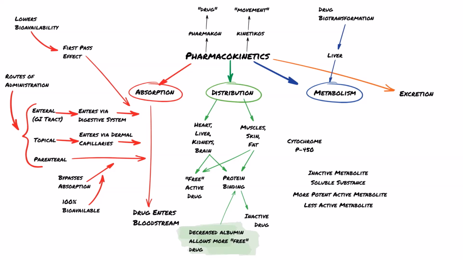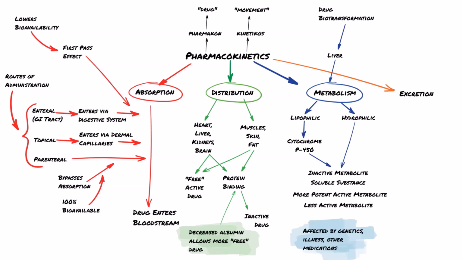If a drug is water-soluble or hydrophilic, it's an easy biotransformation and may not require the P450 enzymes. But if it's fat-soluble or lipophilic, then we need the P450 system's help. The liver's capacity to metabolize substances varies greatly from patient to patient. Genetics, illnesses, and concomitant use of other medications are some of the many variables that affect biotransformation.